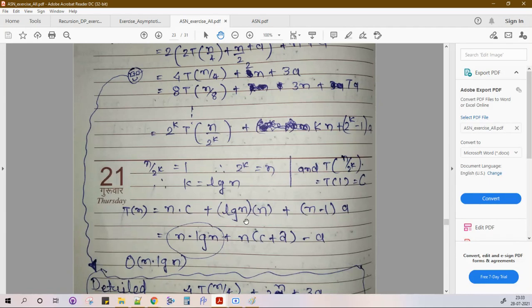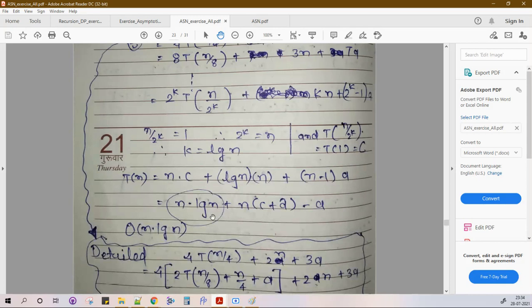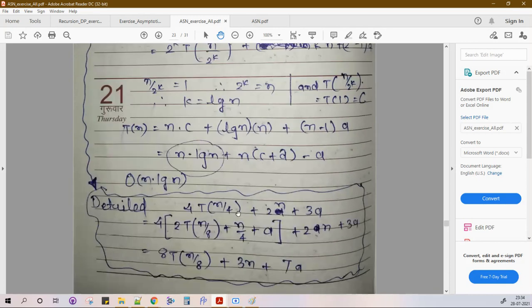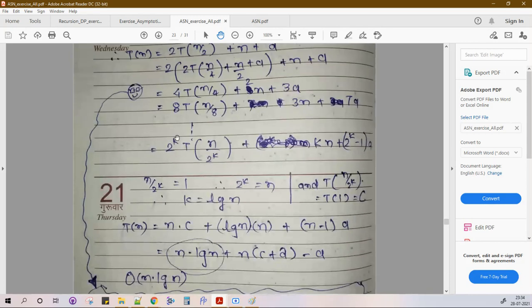So which is the largest term I have? It is n log n. I have n here, n here, and n multiplied by log n here. So the largest term, which is asymptotically growing faster, is n log n. So it is order of n log n. Correct?